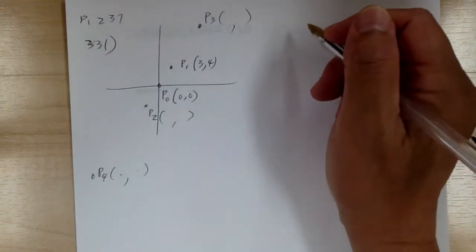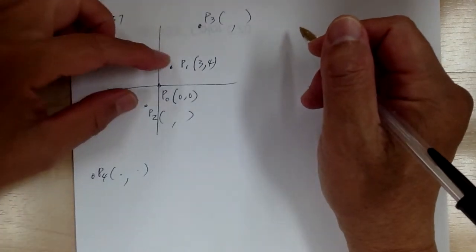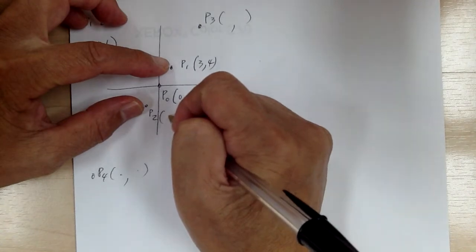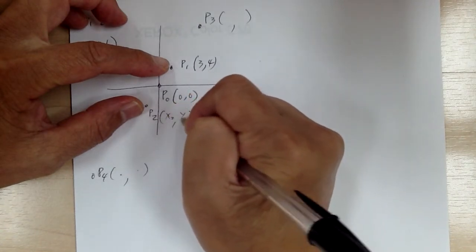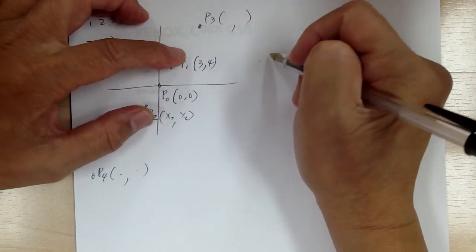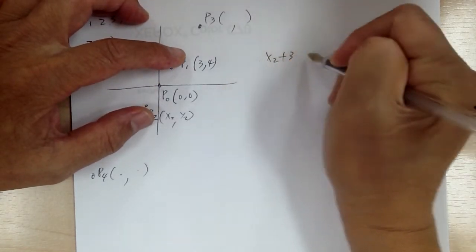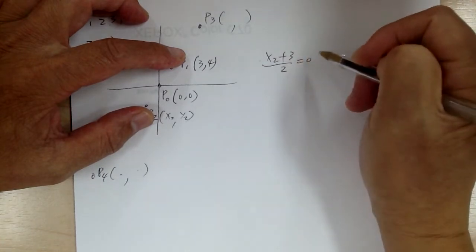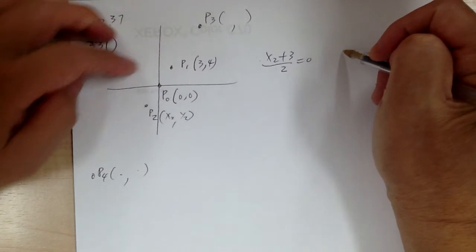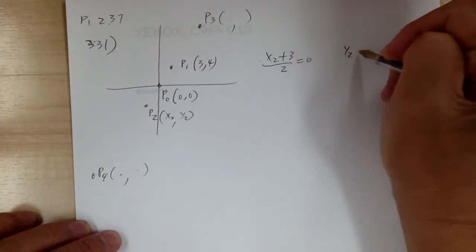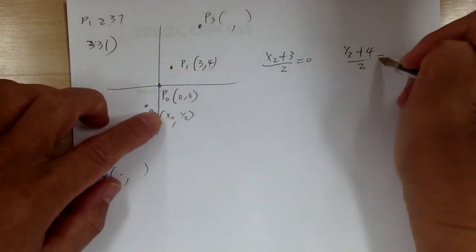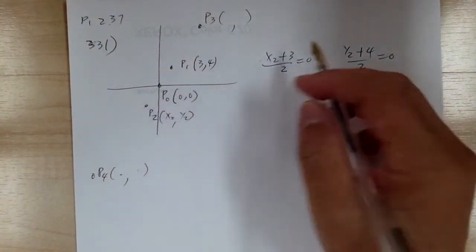From here, we're going to do P2 first. I'm going to call this X2, Y2. This is going to be the midpoint. So X2 plus 3 over 2 will equal 0. You can see it's going to be negative, but let's just follow through. So Y2 plus 4 over 2 equals 0, because this is the midpoint. So you work it out.